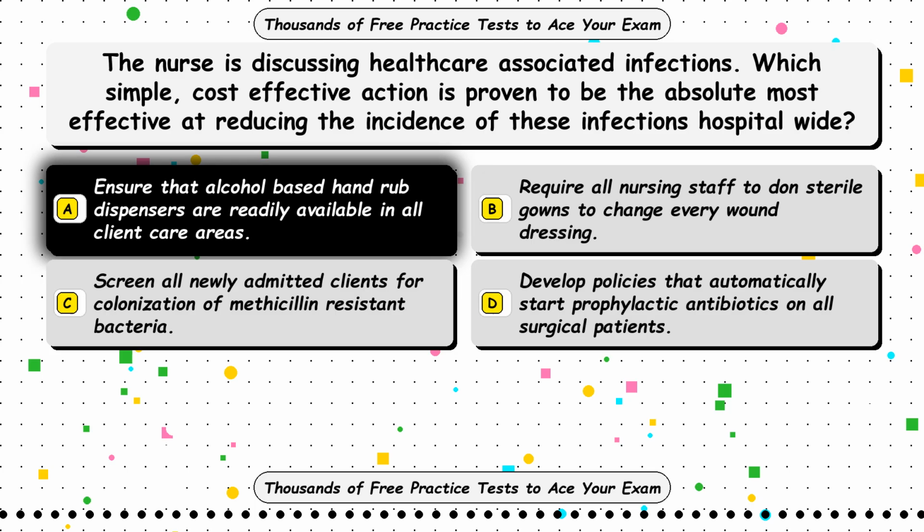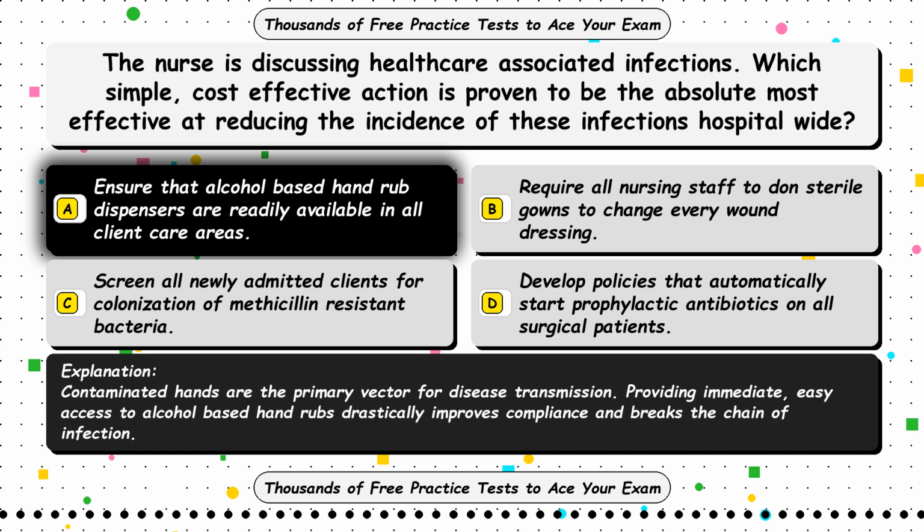The correct answer is option A. Ensure that alcohol-based hand rub dispensers are readily available in all client care areas. Contaminated hands are the primary vector for disease transmission. Providing immediate, easy access to alcohol-based hand rubs drastically improves compliance and breaks the chain of infection.